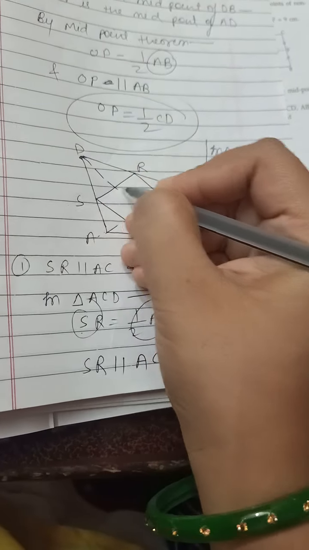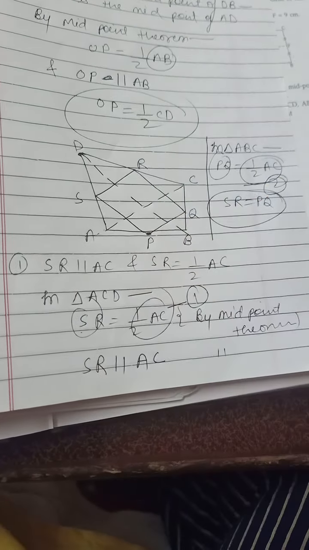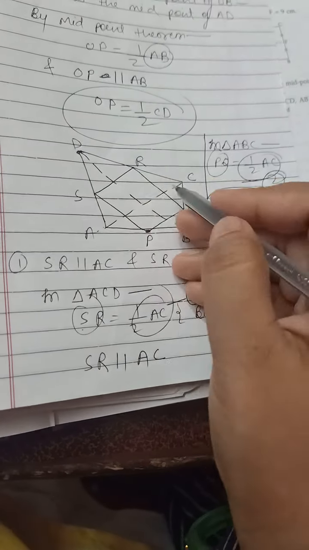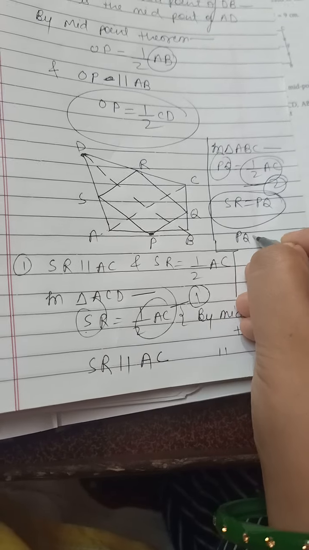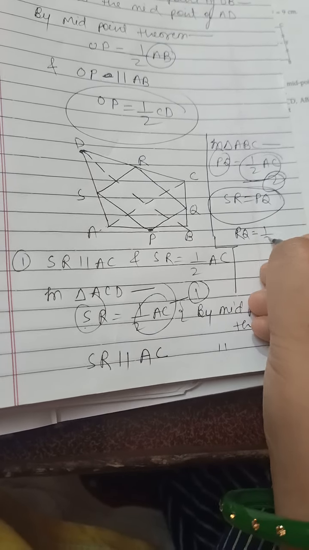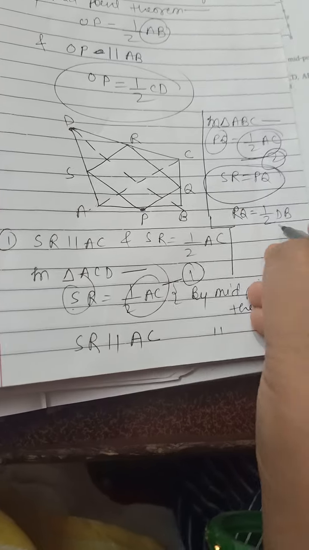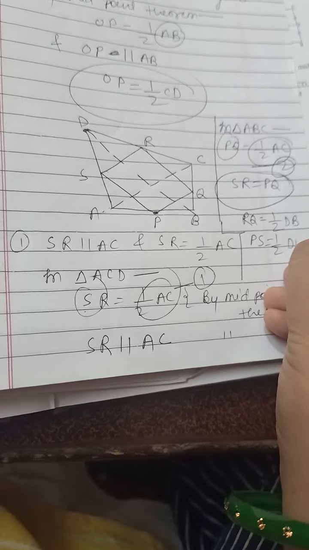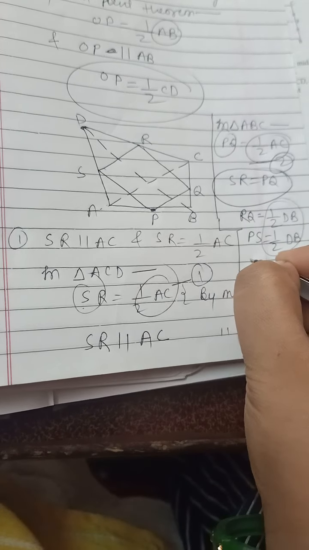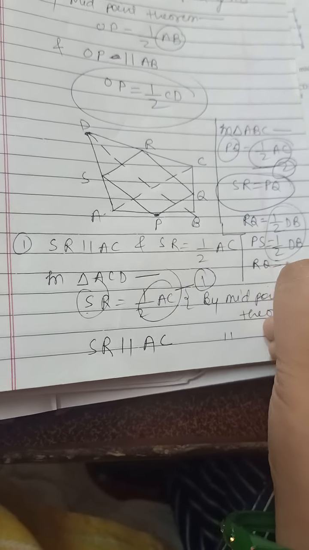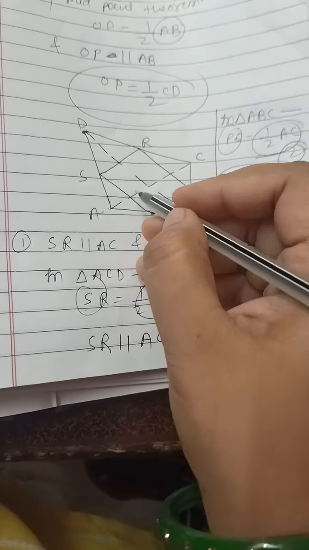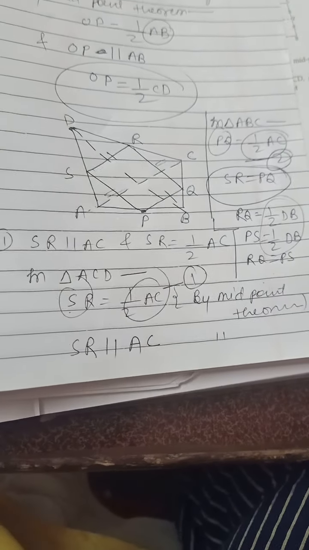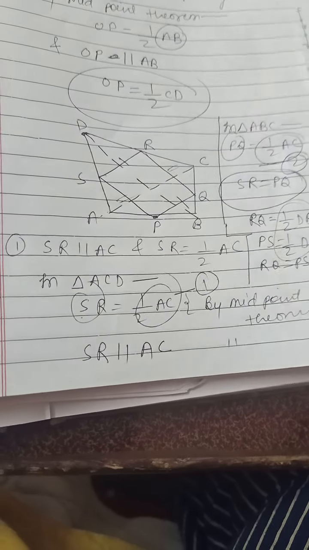Now join this DB. When DB is joined, we can write that RQ is half of DB by the midpoint theorem, and here PS is half of DB. Right sides are equal, so left sides are also equal. RQ is equal to PS. Opposite sides are equal, so we can say that PQRS is a parallelogram. The last part is also proved.